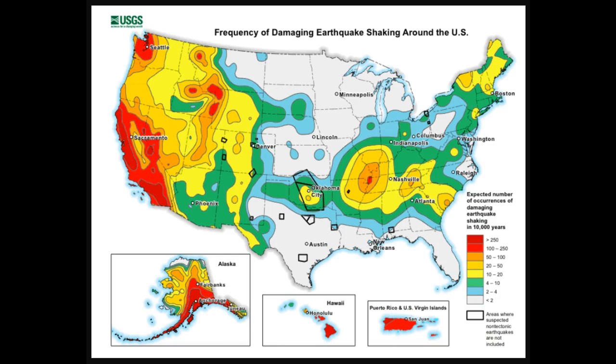For Unit 18, students will analyze and interpret a map that depicts the frequency of damaging earthquakes in the United States. They will consider why some locations have a higher risk of earthquakes than others.